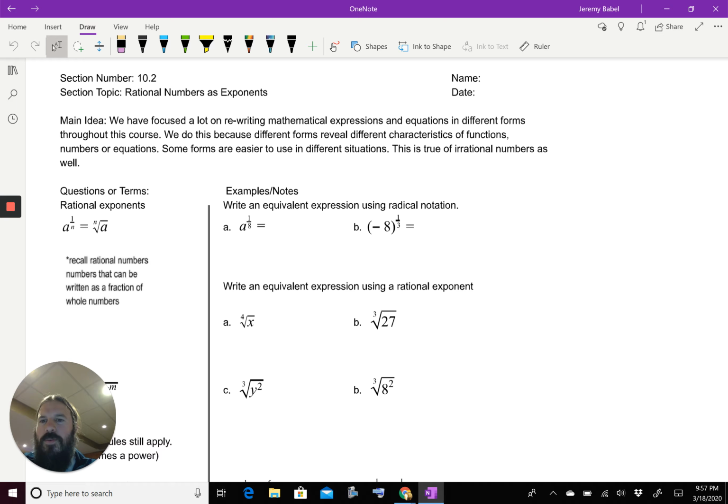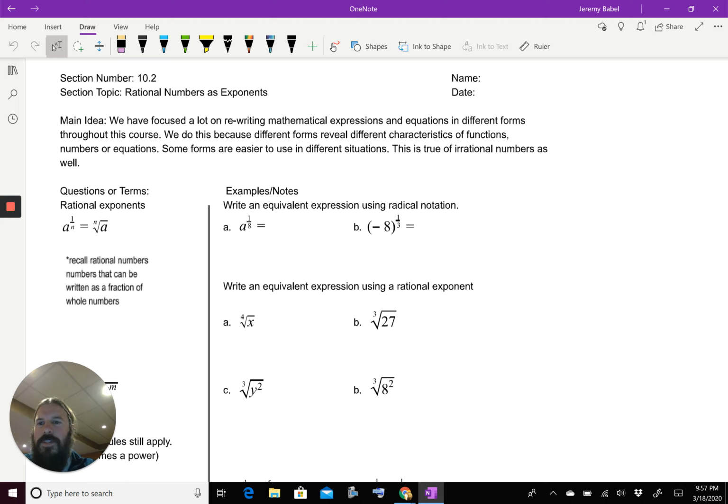All right, so we've been focusing throughout the entire year on rewriting mathematical expressions and equations in different forms. And we do this because different forms of an equation allow us to see different characteristics. And sometimes different forms make it easier to work with that number or expression. And this is also true of irrational numbers.